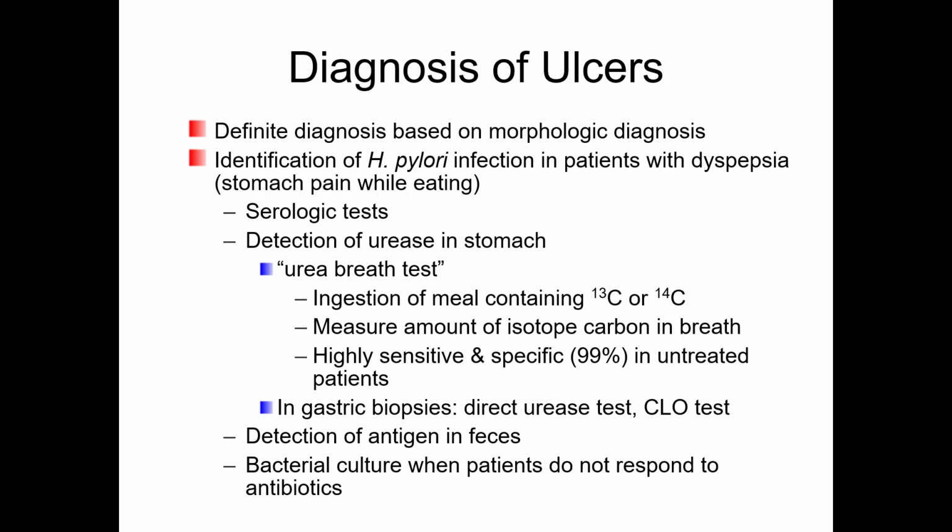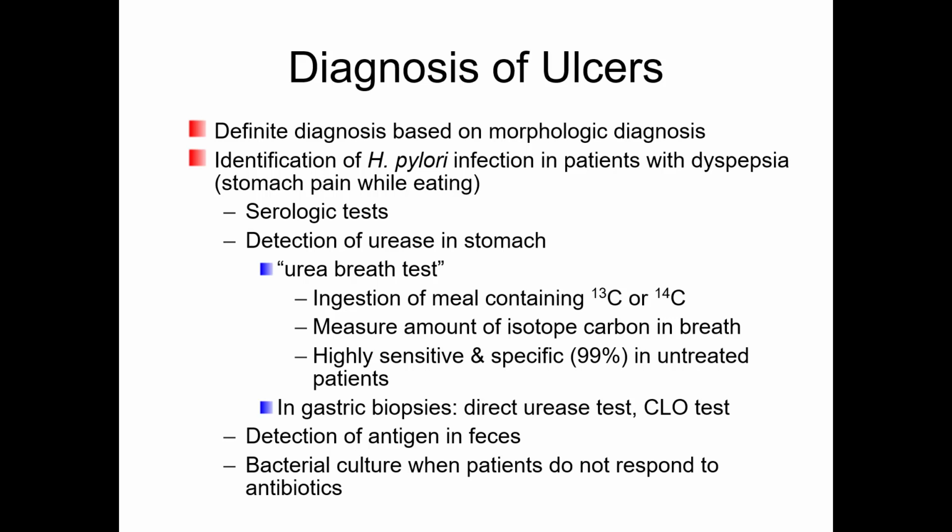Serological tests can aid in the detection, so we look at antibodies that are forming against H. pylori. Then we can detect urease in the stomach through the urea breath test. The patient ingests a meal containing 13 or 14 carbon, radioactive carbon. Then we measure the amount of the isotopic carbon that's in the breath. It's highly sensitive and specific, about 99% in untreated patients.